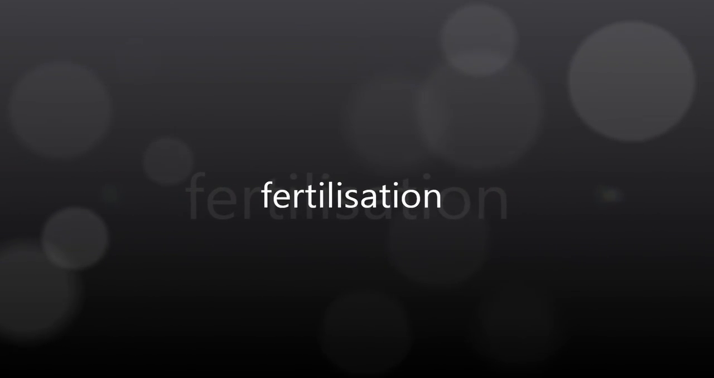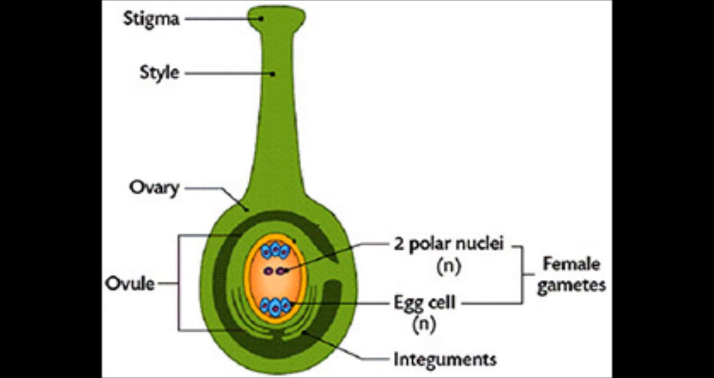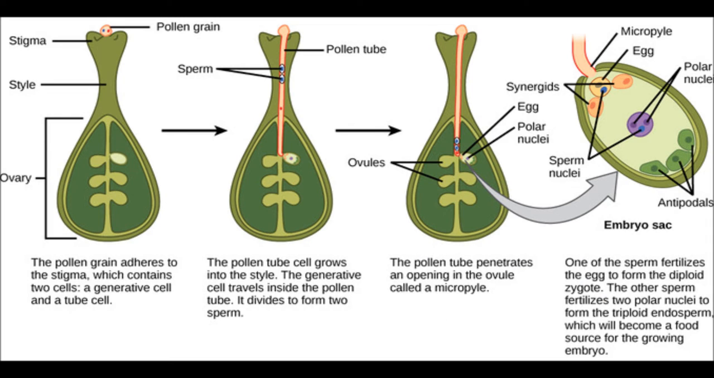Fertilization. Fertilization comes after pollination. When the pollen lands on the stigma of a flower, pollen tubes grow down the style. The male sex cells travel down the pollen tubes all the way to the ovaries, inside the ovary, where fertilization begins. Fertilization is the fusion of the male sex cell with the female sex cell.